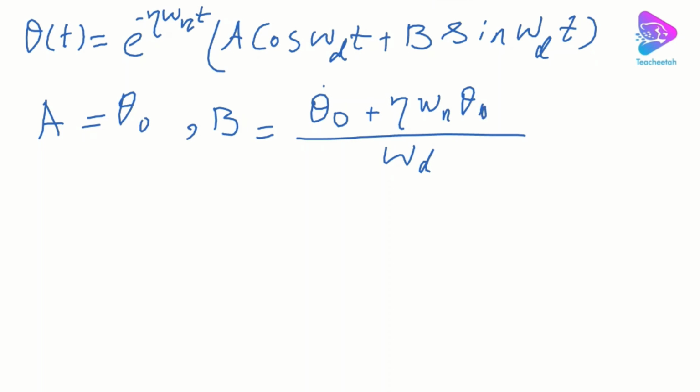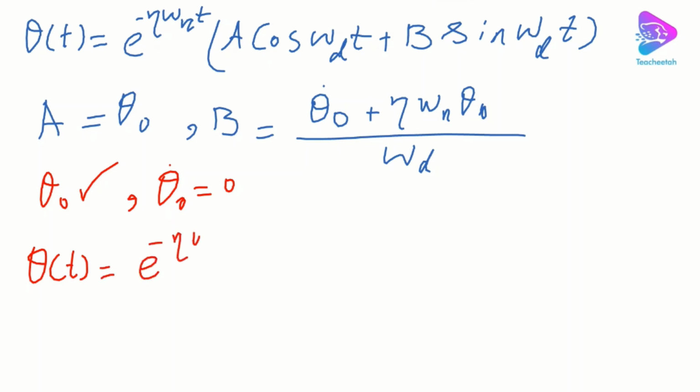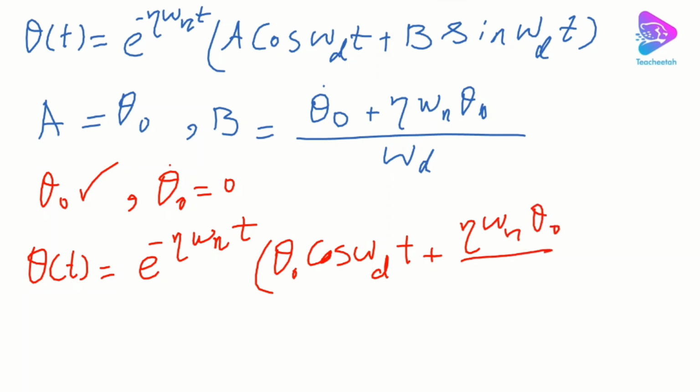So as you can remember from the previous slide, we had theta naught in our system, but theta dot naught was 0. So we can find the response of the system as theta(t) equal to e^(-zeta omega_n t) times theta naught cos omega_d t plus zeta omega_n theta naught divided by omega_d sin omega_d t. So this is the response of the system.